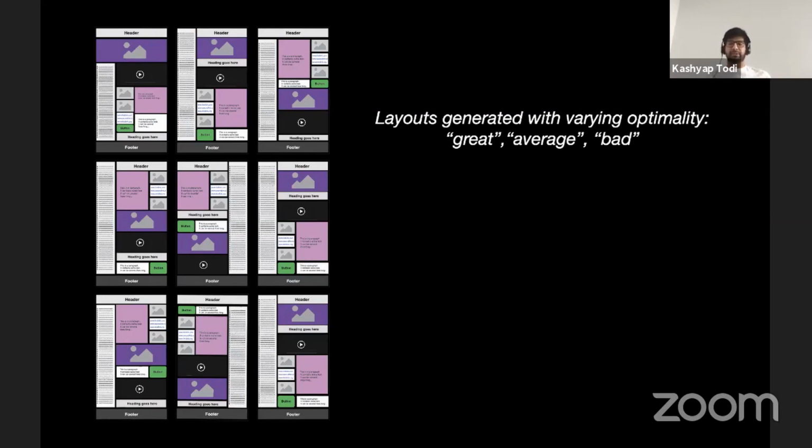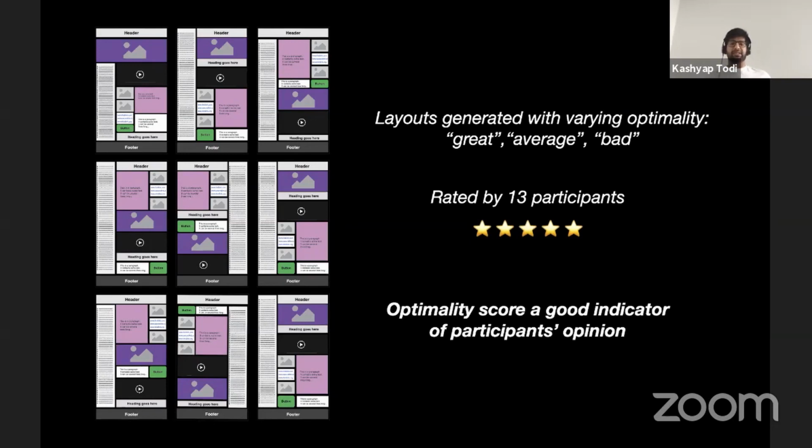And then using this, we basically asked participants to rate each of the layouts on a scale of 1 to 5, for example, using stars. And what we found was basically that the score given by the optimizer was a good indicator of the participants' opinion as well. So these correlated very well indeed.